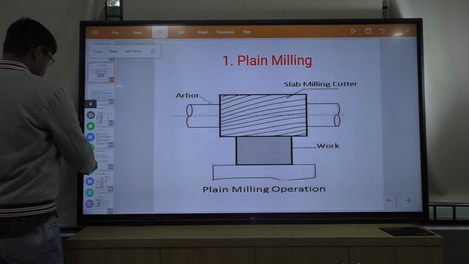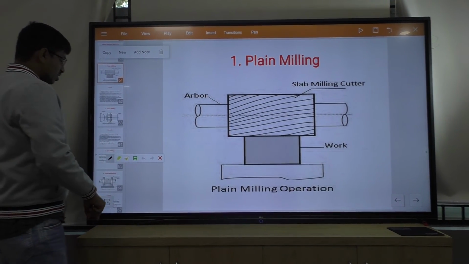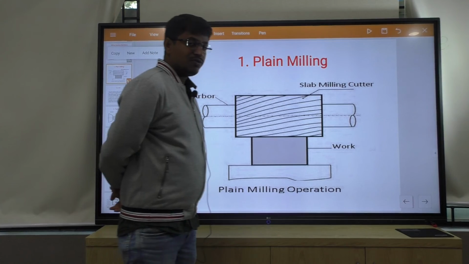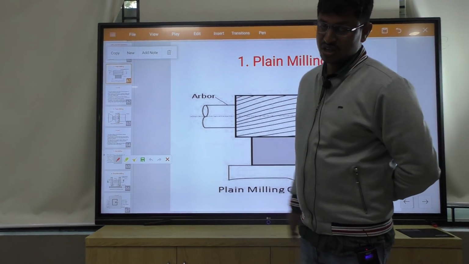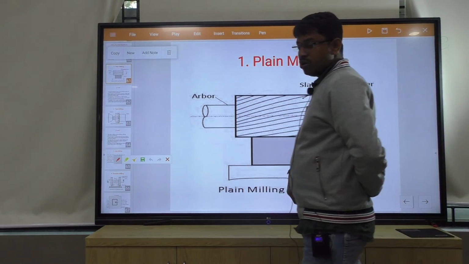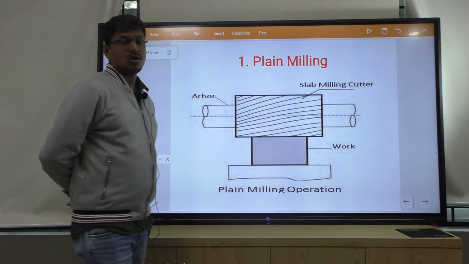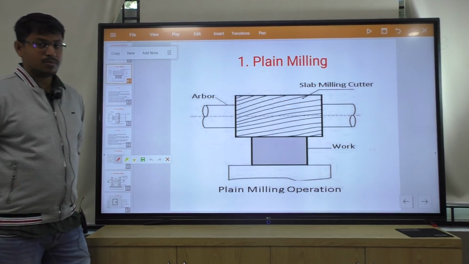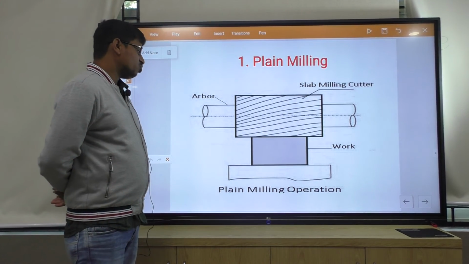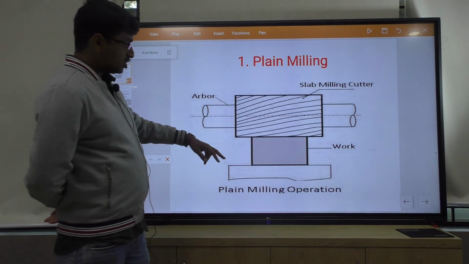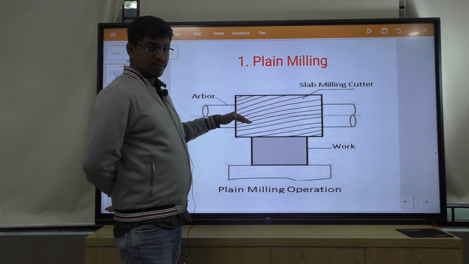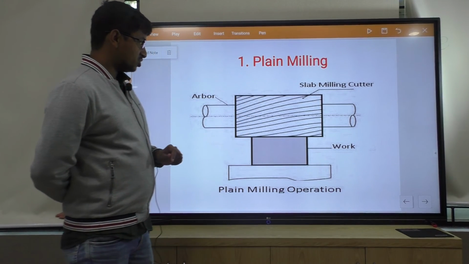First is plain milling operations. What do you mean by plain milling operations? Plain milling means we produce a plain surface parallel to the milling cutter axis. If we produce a plain surface on a workpiece that is parallel to the axis of the milling cutter, that is called plain milling operation.